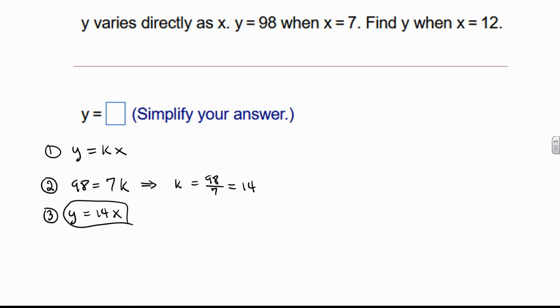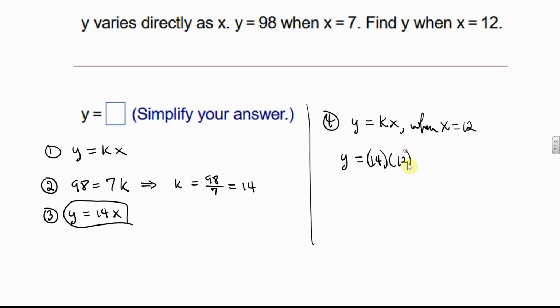Now step number 4, you see that the last statement, the sentence in the problem, says find y when x is 12. So now we can do that because we know what k is. So step number 4, we have y is equal to, I'm just going to write this now. When x is equal to 12, I'm going to replace the x with 12. So I have y is equal to 14 times 12. What does that give you?